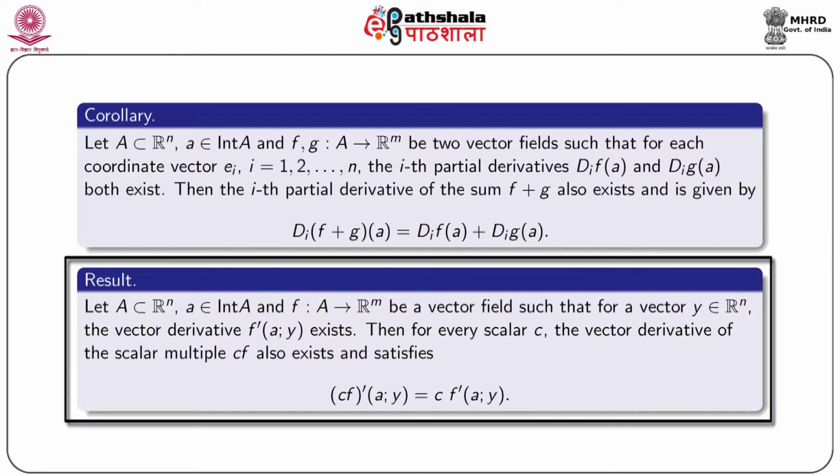Now another result. Let A be a subset of Rn, a an interior point of the set A, and F a vector field defined on the set A whose codomain is Rm. F is such that for a vector y in Rn, the vector derivative f dash ay exists. Then for every scalar C, the vector derivative of the scalar multiple Cf also exists and moreover, Cf dash ay equals C times f dash ay.